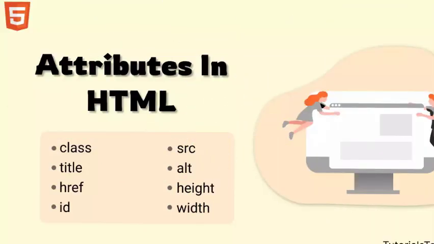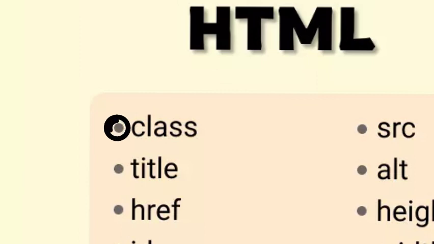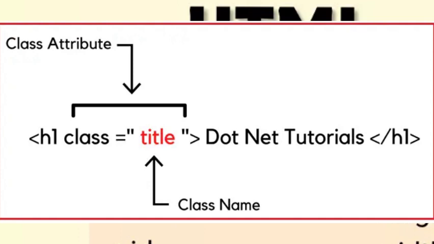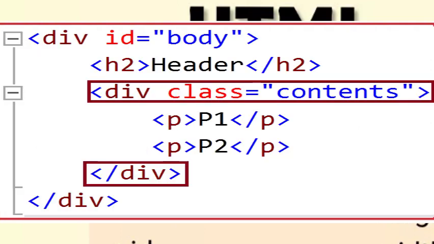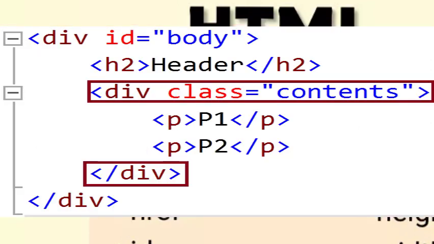Here we have attributes you can see on the screen. First we have the class attribute. The class attribute specifies one or more class names for an element. The class attribute is mostly used to point to a class in a style sheet.